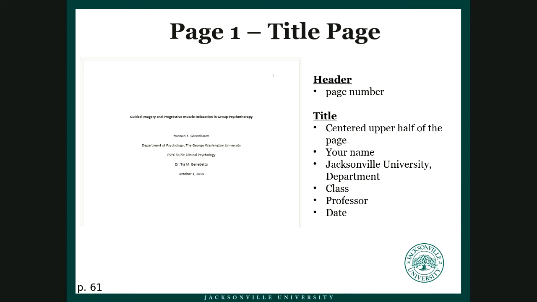Then you're going to have the title of your paper. It's going to be centered in the upper half of the page. Then you're going to have your name, your department and Jacksonville University. Then your course number and the course name. You're going to put your professor's name, and then you're going to put the date. So that's the primary format for student papers in APA format. And if you need to look that up to format your paper, check out page 61 of the APA manual.